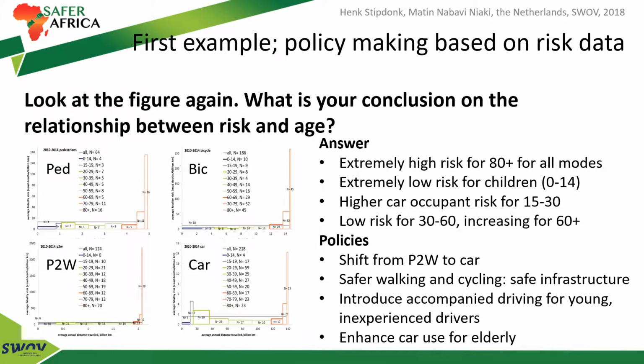So what policies can be derived from this graph? First, we notice that car occupants are well protected and much safer than the other travel modes. So any shift from the other modes to driving would be an improvement. For motorcycle riding or moped riding, this would be an attractive policy. However, cycling and walking are not easily replaced by car driving, so we need to look at a different option.